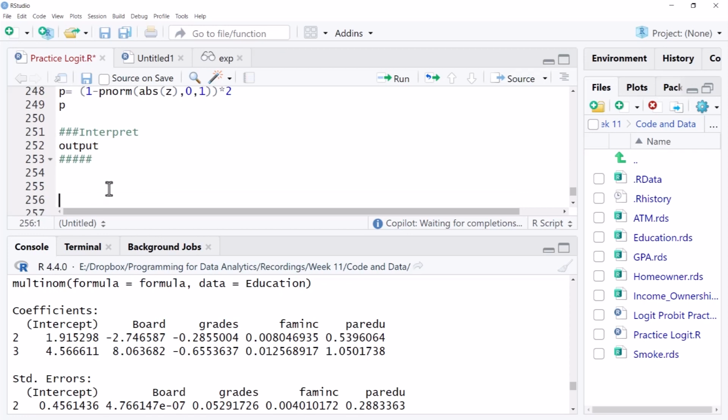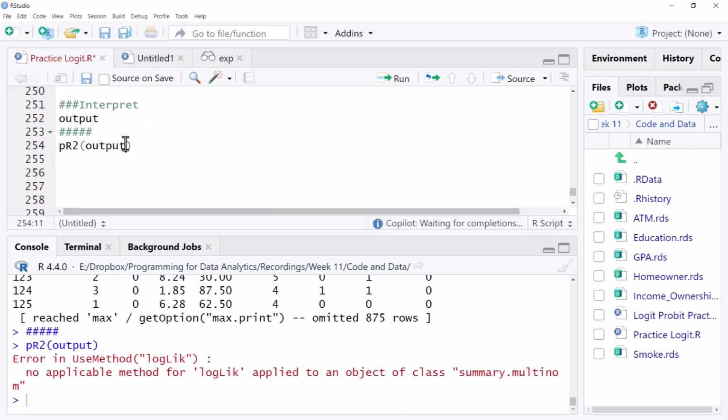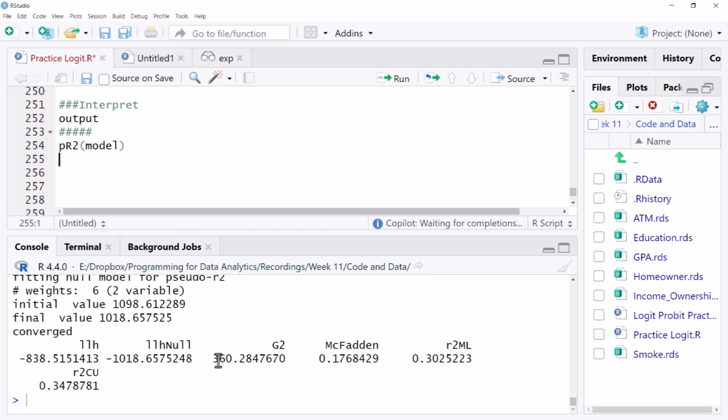Before that, we'll go to the goodness of fit measures. For that we can refer to this pR2 value. I can supply the output, sorry, the model actually. So if I supply the model, I'll get the goodness of fit measures. For example, McFadden or pseudo R-squared is 17% and log likelihood is 360. So that is one. Second, I would also like to see the performance of this model.